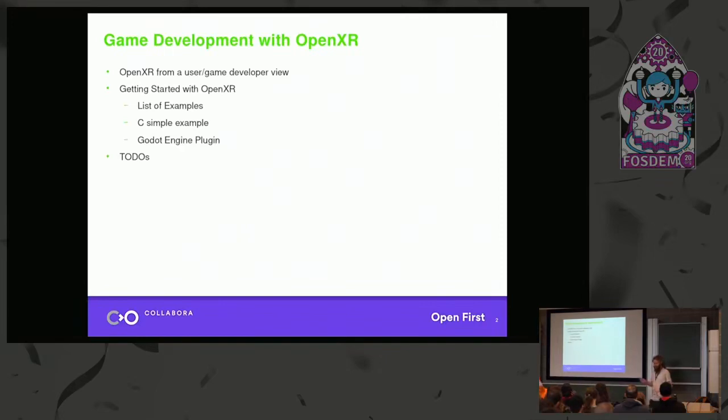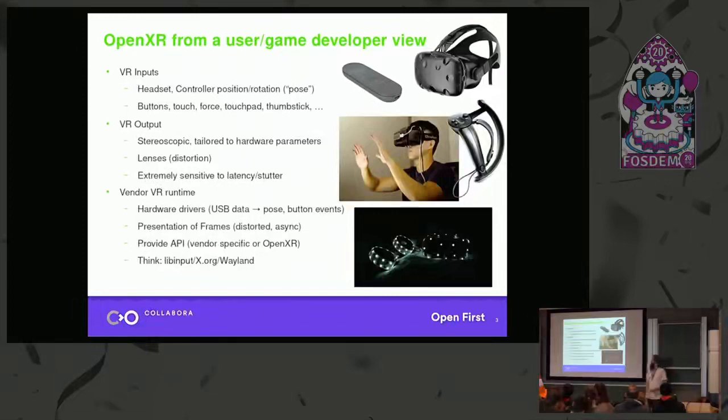There is a simple C example that I wrote. I will show the code a little bit and go over it. And lastly, I made a Godot engine plugin for OpenXR, and I will show this plugin, and hopefully a live demo works. And the last point is to-dos, what still needs to be done in the Godot engine plugin. So let's get right into it.